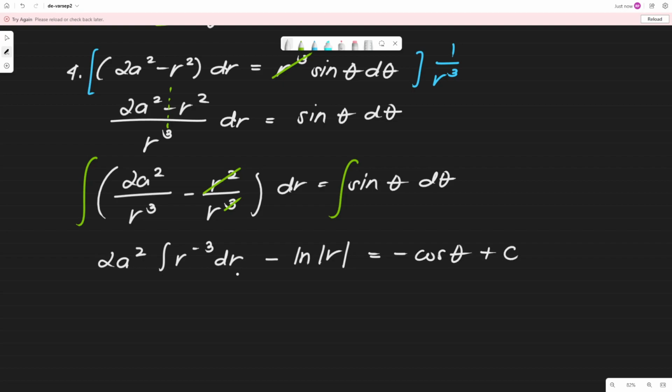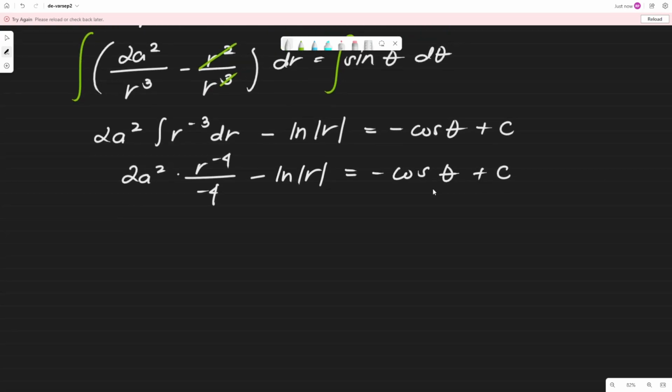Okay, tapos ito naman yung r raised to negative 3. So we will have 2a squared times r raised to negative 4 over negative 4. Then we have minus ln r is equal to negative cosine theta plus c. Then, cancel natin yung 2, tas yung 4. Mag-iiwan tayo ng isang 2 dito.